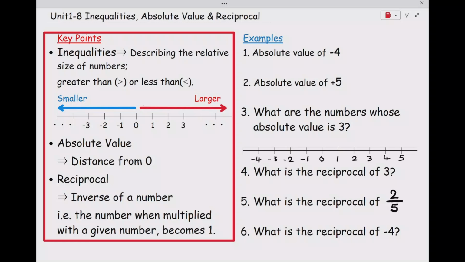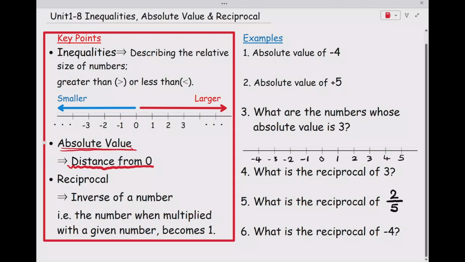Now, let's take a look at absolute value. What is absolute value? Absolute value is the distance from 0 to a certain number on a number line. This is an important point, so let me repeat it. The distance from 0 on a number line is called absolute value.